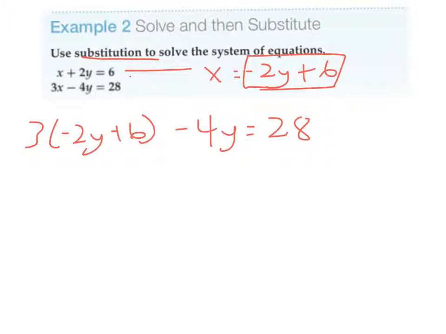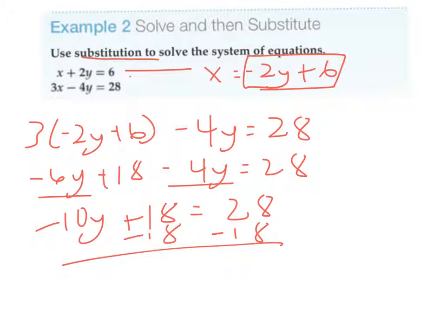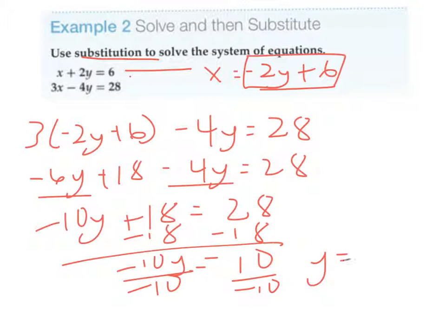And now I have to distribute, which gives me a negative 6y plus 18, minus 4y equals 28. So I go through my process. These two have to be combined, so it's a negative 10y plus 18 equals 28. And now I solve my equation by subtracting my 18, which gives me 10, and a negative 10y. And then I divide by a negative 10. And so I get my y as a negative 1.